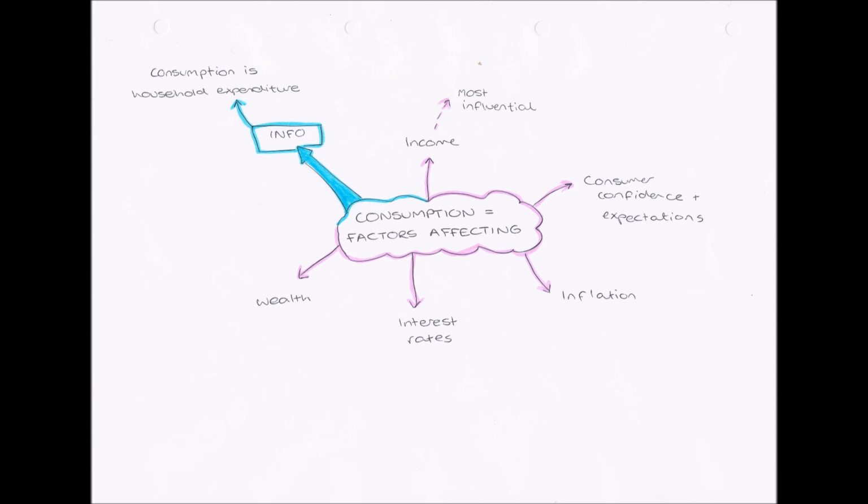So firstly, our main factor affecting consumption is income. And as it says there, this is the most influential factor affecting consumption. So if income increases, if people are getting more money, they have an increased wage, they are earning more money, then they have more money to spend, therefore they will buy more goods. So therefore consumption increases because their spending is increased. And therefore if consumption increases, aggregate demand will also increase.